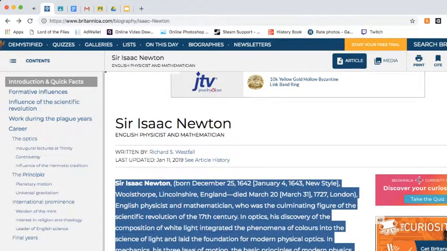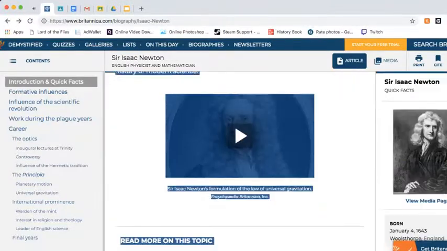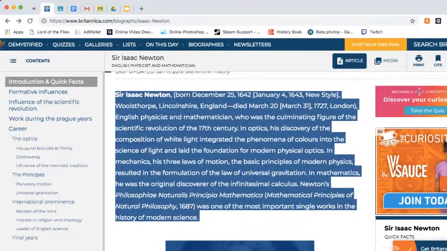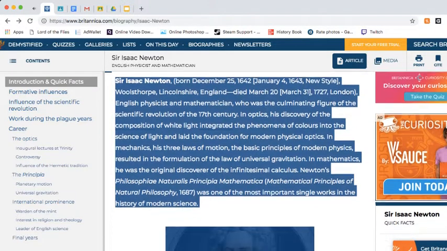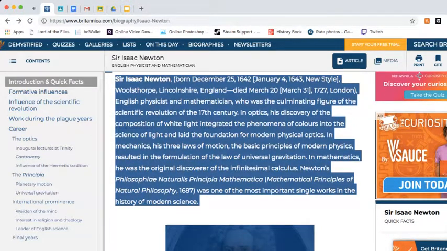Sir Isaac Newton, born December 25, 1642 (January 4, 1643, New Style), Woolsthorpe, Lincolnshire, England, died March 20 (March 31), 1727, London, was an English physicist and mathematician who was the culminating figure of the scientific revolution of the 17th century. In optics, his discovery of the composition of white light integrated the phenomena of colors into the science of light and laid the foundation for modern physical optics.